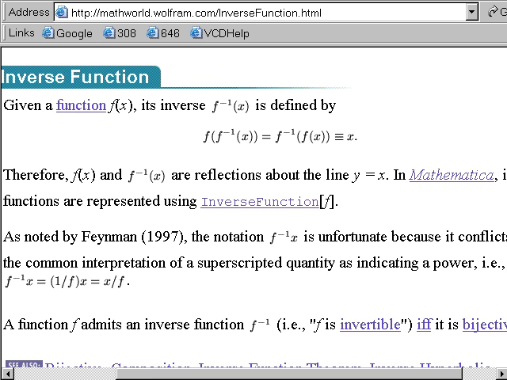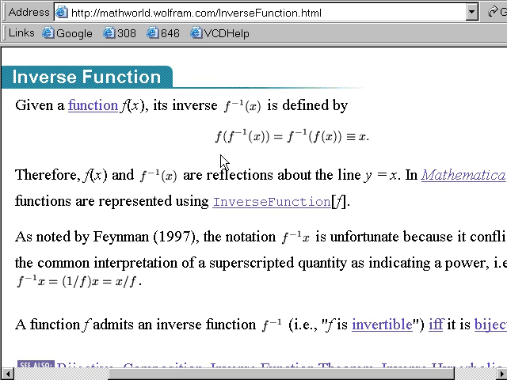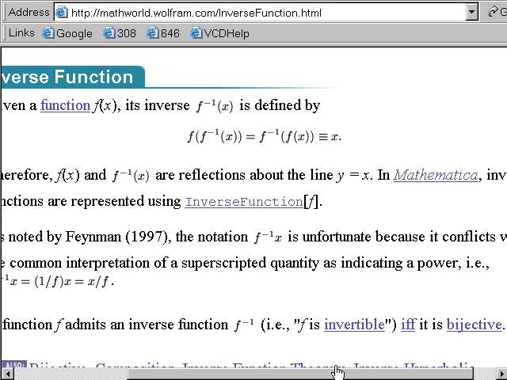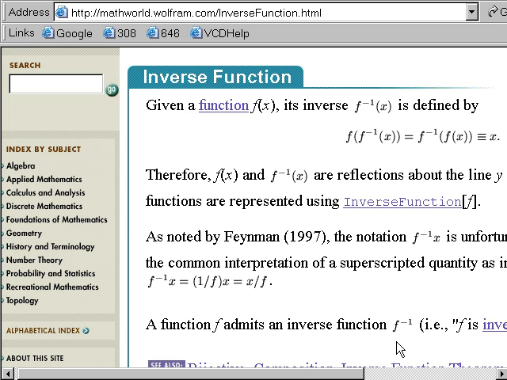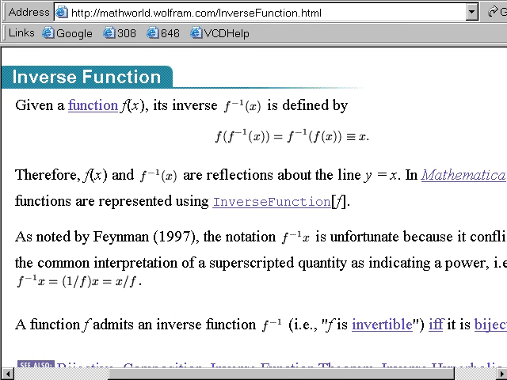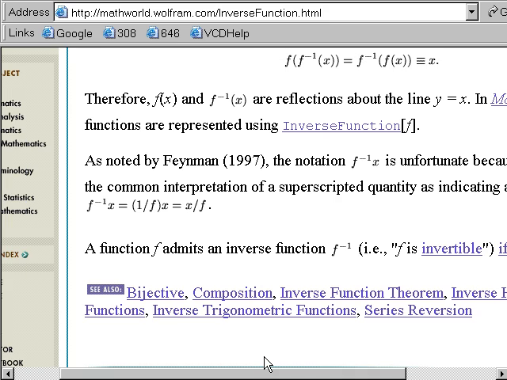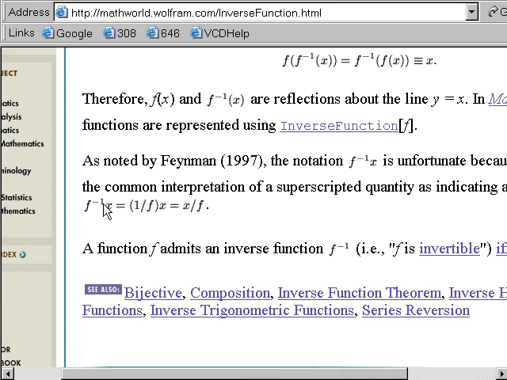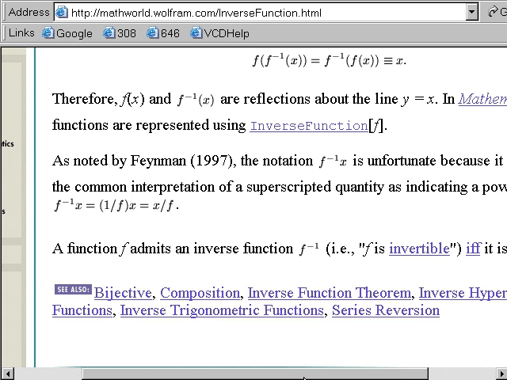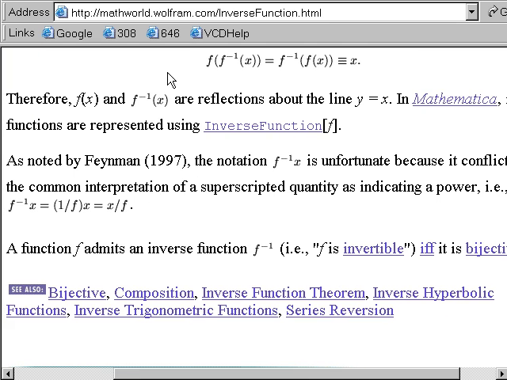So the property, we saw, is that f of f inverse is f inverse of f, which is the identity x. And these are reflections about the line y equals x. As noted by Feynman, f inverse is unfortunate notation because most times when you see a -1 power, it means 1 over f, which is the multiplicative inverse, right? So that's unfortunate, but what can we do? It's historical.